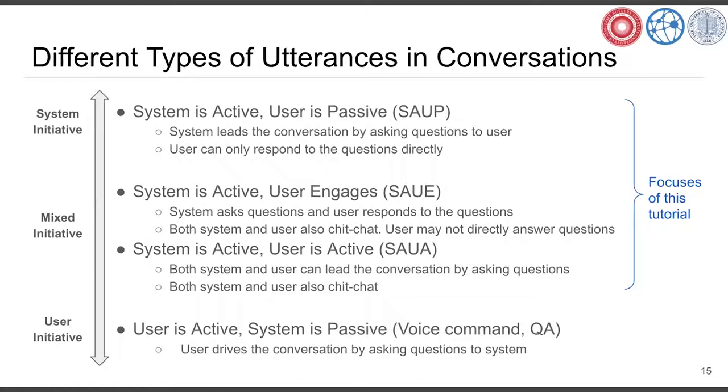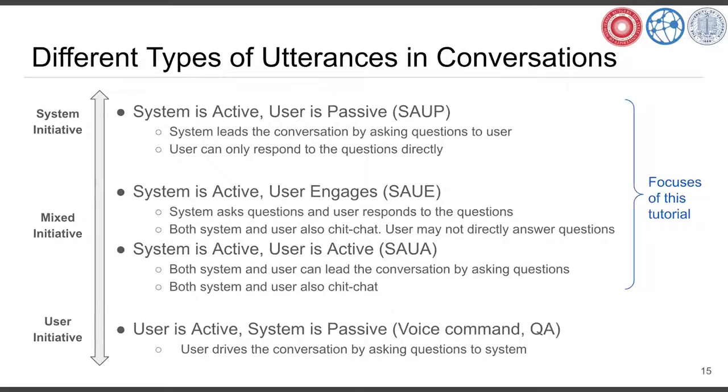We list two categories or two paradigms. The first paradigm, we call it system is active and user engages, or simply SAUE. In this case, the system will still ask questions and the user responds to the question. But at the same time, both system and user will have some chit chat, and sometimes the user may not directly answer the questions. I will show you an example later.